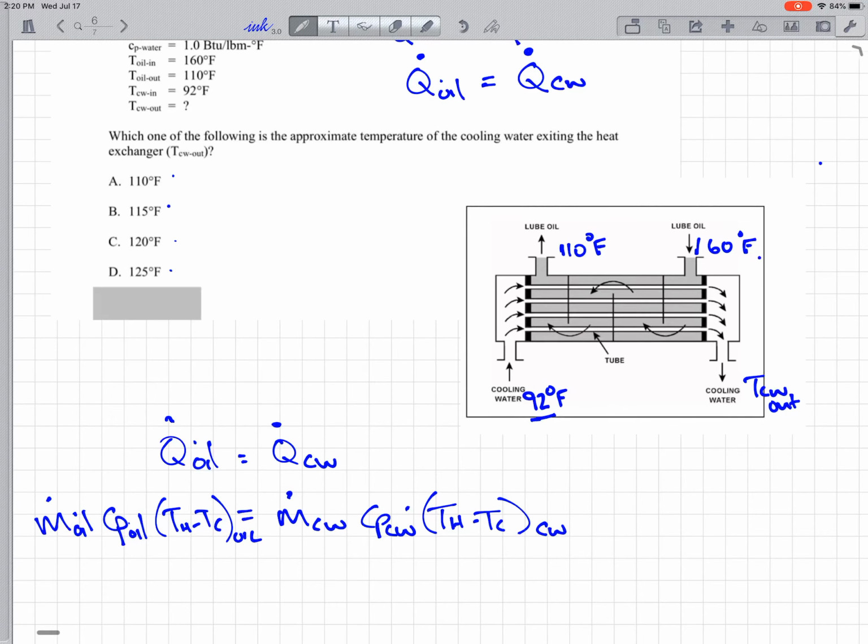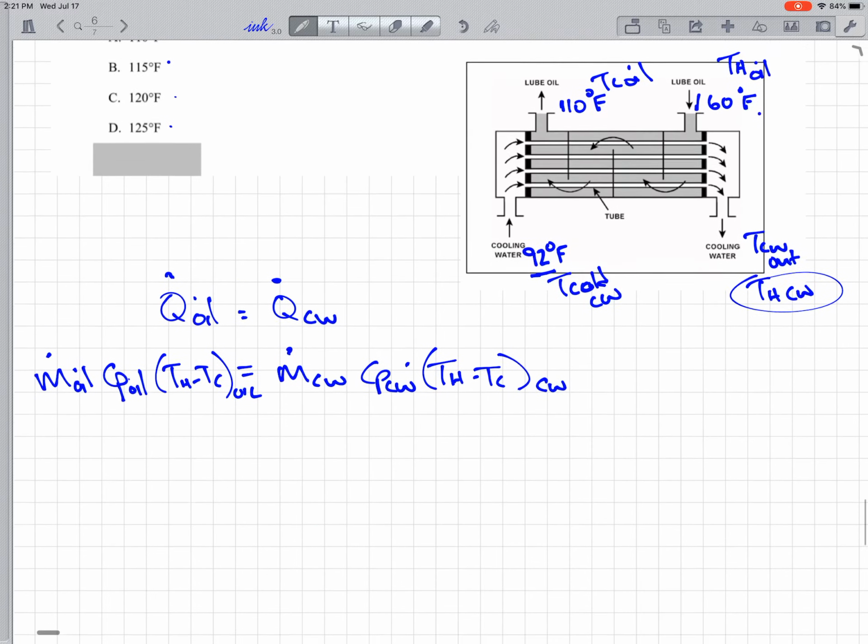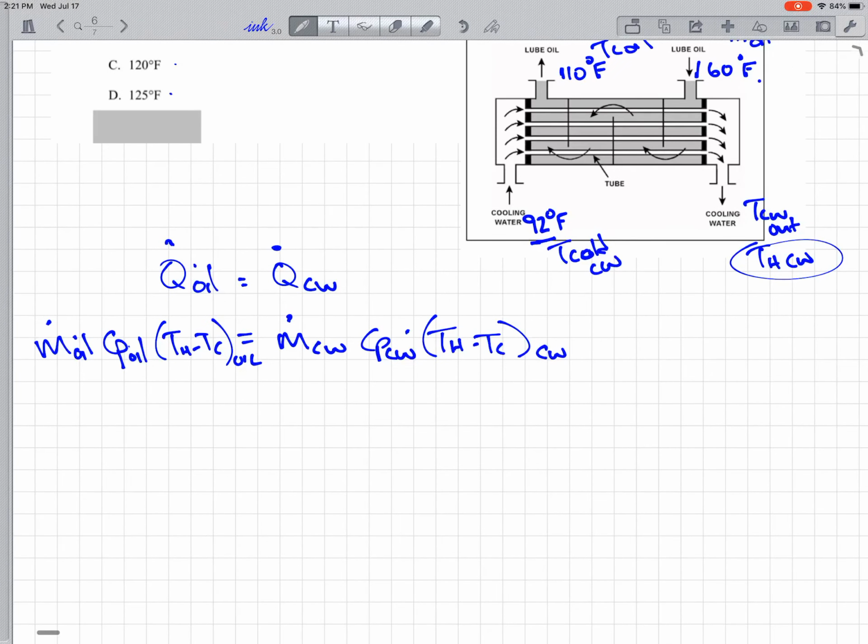So, if we do it this way, this is going to be T hot of the oil. This is going to be T cold of the oil. And this is going to be the T cold circ water. And this is going to be T hot circ water. Cooling water, excuse me. And I am looking for the hot temperature of the cooling water. So that's going to make sense here. It's going to keep my numbers straight, so I won't have a negative number.